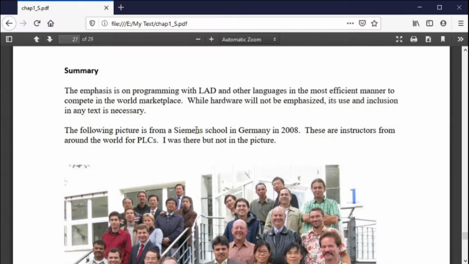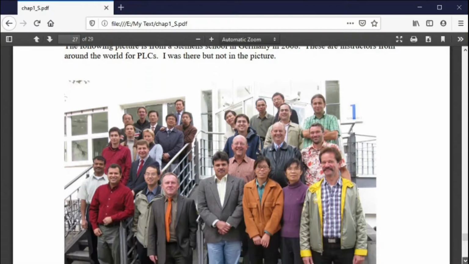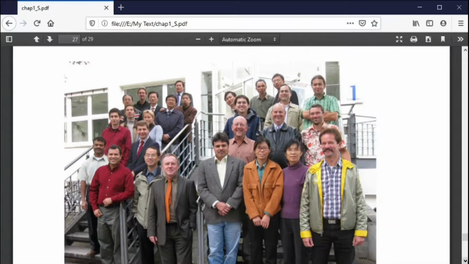So this is a course that emphasizes ladder diagram programming of PLCs. And I put a picture in here because this is a picture of a school that I went to in '08, and it was taken outside the actual school rooms that we had in Goppingen, Germany. And I want you to look at this because these were people that were invited to come from all over the world to take a course at Siemens.